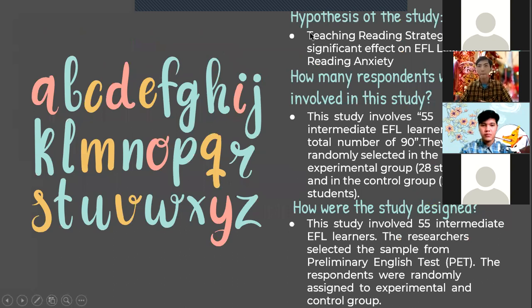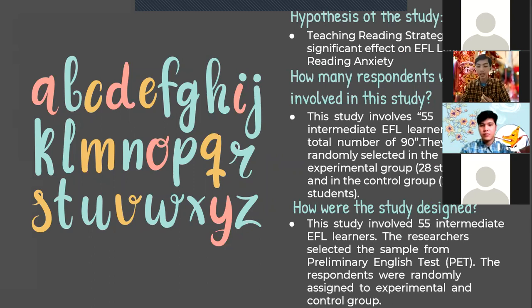Next, the hypothesis of the study. Teaching reading strategies has a significant effect on EFL learners' reading anxiety. So this is the researchers' hypothesis.